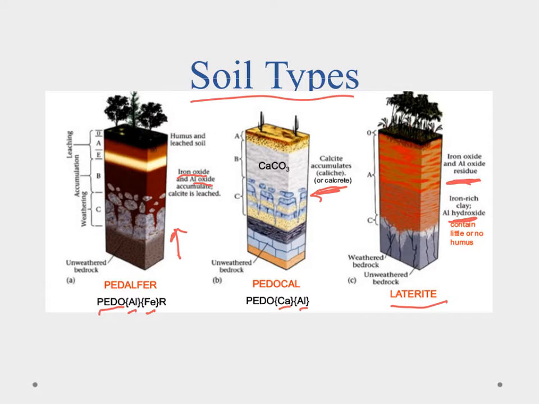Now, one thing to notice with the laterite is it doesn't have very much humus because the organic material decomposes so quickly in these tropical areas. So you don't get a lot of buildup like you'll see over here in our pedalfer. So these are our three basic types. The lesson will go into them in a lot more detail. I just wanted you to get a quick look at them.